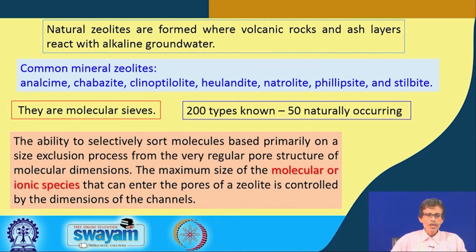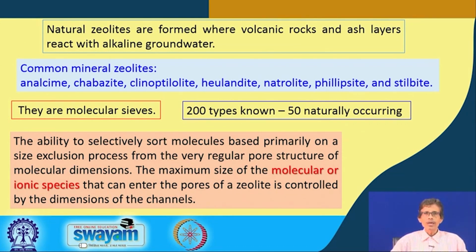So there is a very regular pore structure of molecular dimensions. You can have a very good pore structure, such as the trapping of methane or ethane inside the pores of the zeolites. And in all these cases, the maximum size of the molecular or ionic species that can enter the pores of a zeolite is controlled by the dimension of the channels.